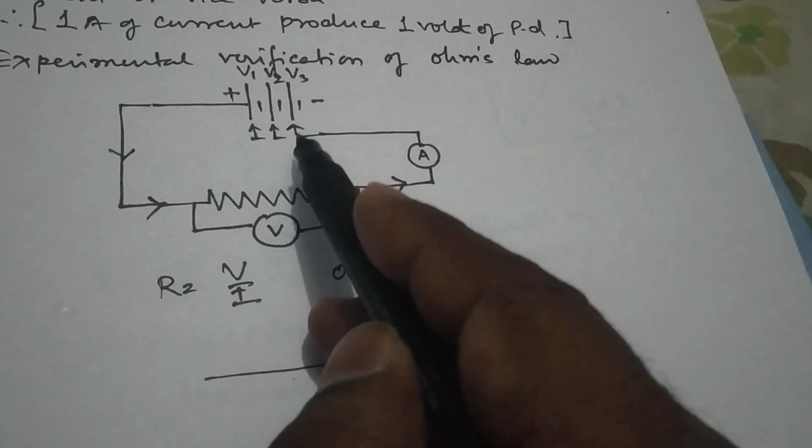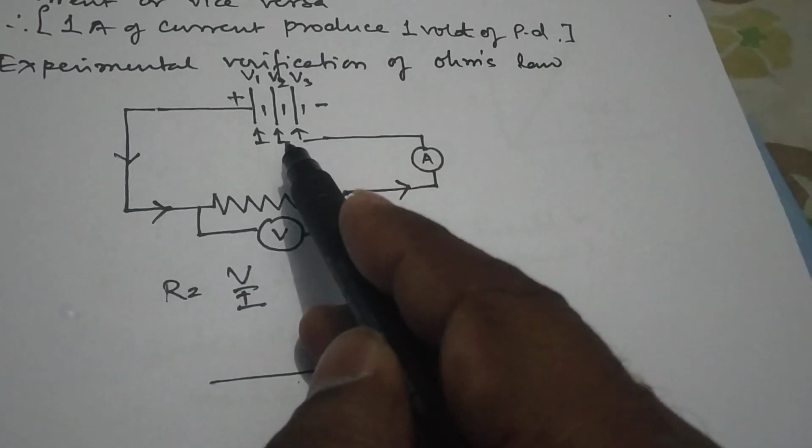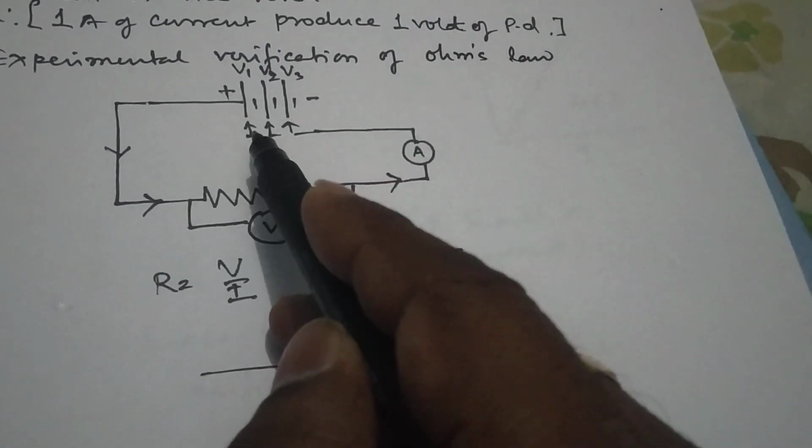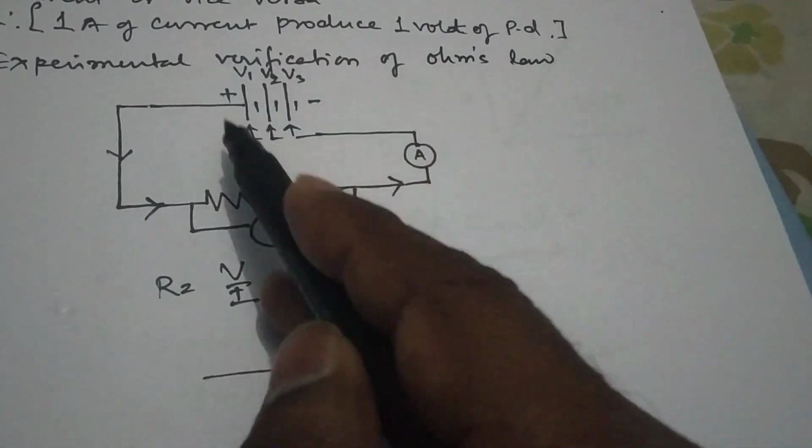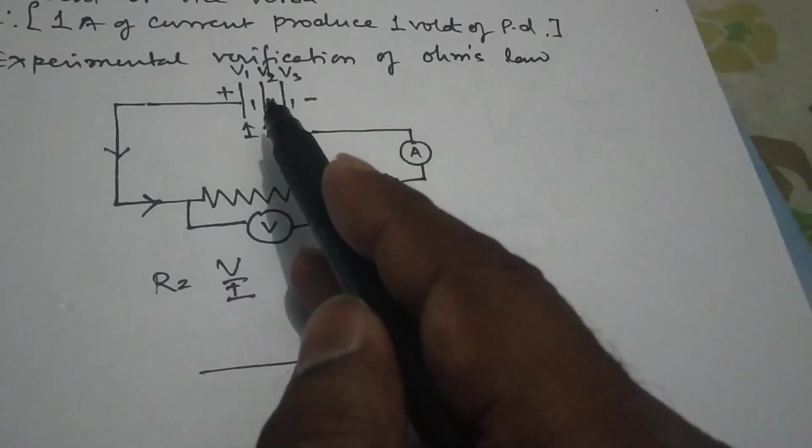If it is connected to 1 cell, the arrow will come here. If it takes 2 cells, the arrow will come here. If you take 3 cells, then it will be here. So that is up to you, how many cells you are using at a particular time.